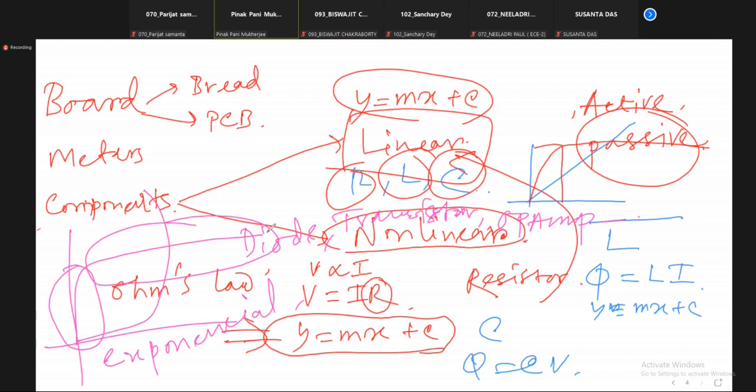So what I have said is that linear circuit elements follow y equals mx plus c. Examples are R, L, C. Non-linear circuit elements do not follow y equals mx plus c. Examples are diode, transistor, op amp. So up to this mark, if you have any question, you can ask. No, sir, it is okay.